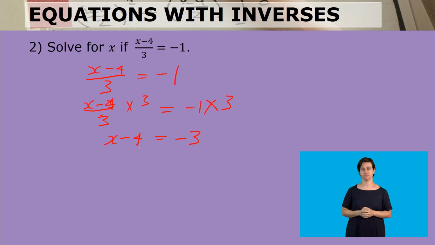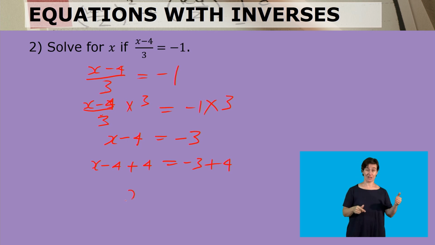And then we need to eliminate negative 4 so that we remain with x. And the additive inverse of negative 4 is positive 4. So we're going to have positive 4 on the left. And what we do on the left, we also do on the right. We're going to have positive 4 on the right as well.